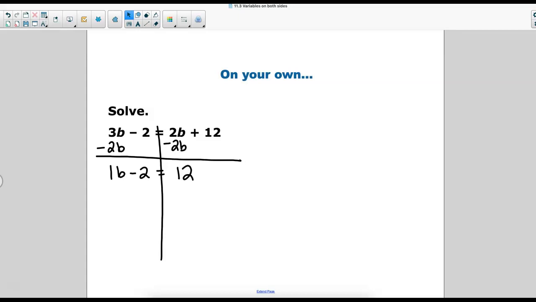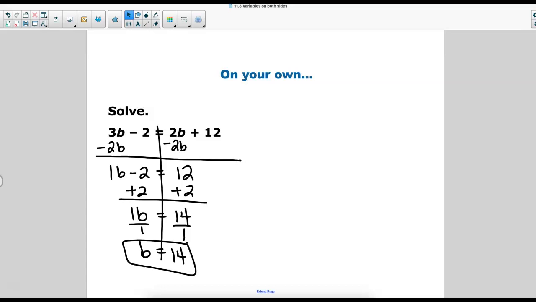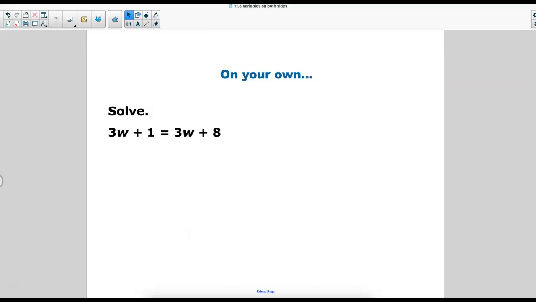Then what did you do, Eddie? Add 2, and you get 14. And really 1b equals 14. I'll divide by 1. b equals 14. Done. Okay. The last one? No solution. Because you would end up with 1 equals 8, and that's not true. So no solution.